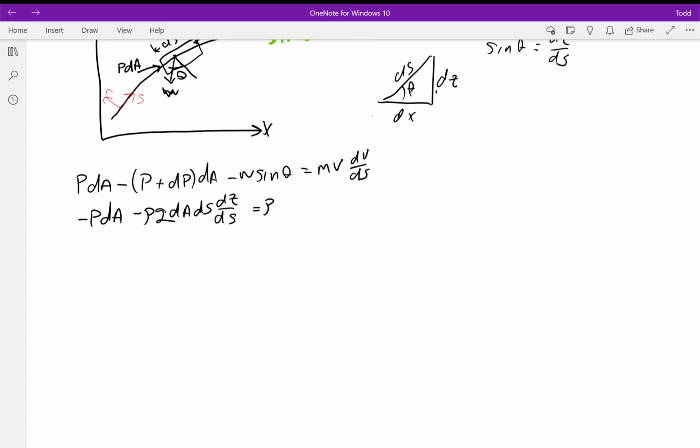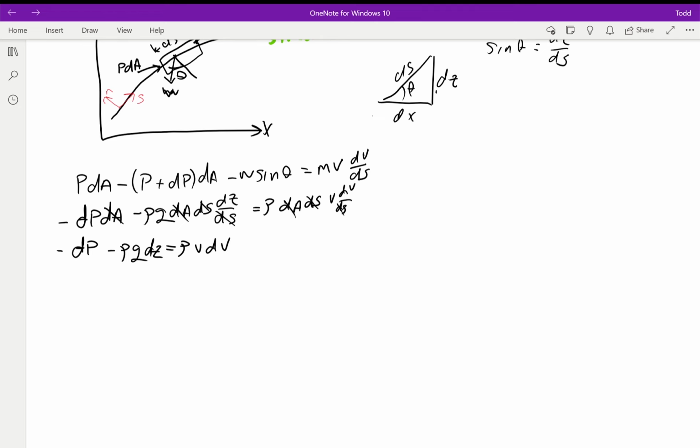Density delta A v dv over ds. So dA on both ends cancels, leaving dP minus density gravity dz minus density v dv.